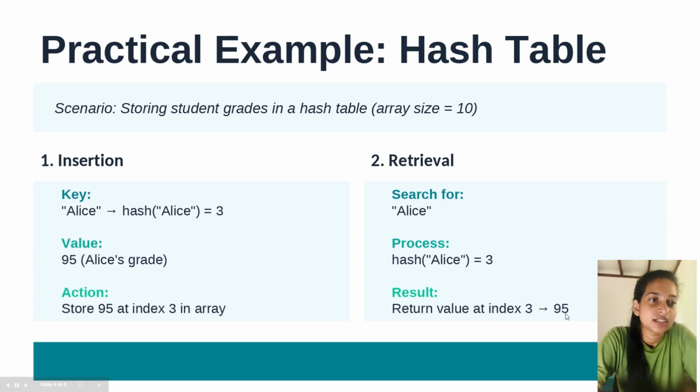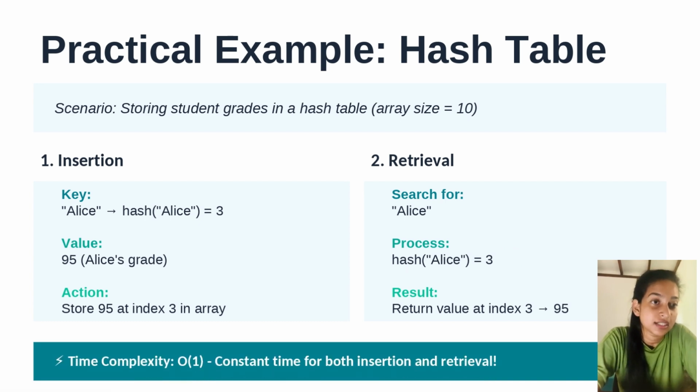And this is the magic part. This entire operation happens in order 1 or constant time. It doesn't matter if you have 10 students or 10 million students. The lookup time stays the same. That's the power of hashing. So this is why your database can find your account among billions in milliseconds.